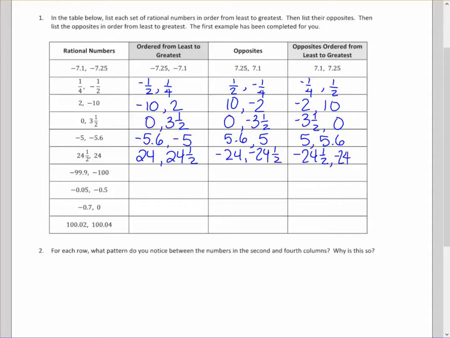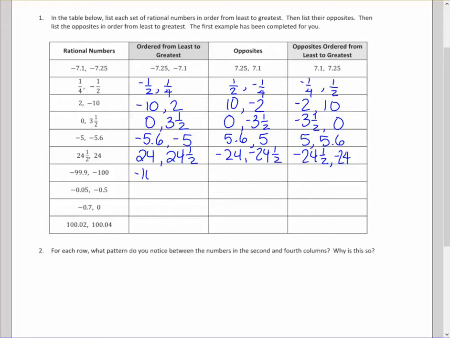All right? Again, how's everyone doing? So far, so good? Did anyone get tripped up on negative 5 and negative 5 6/10? All right, well, try not to let that happen again if you are one of the people who got tripped up on that one.